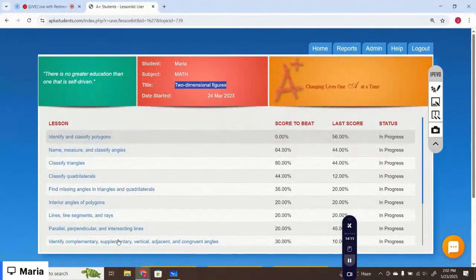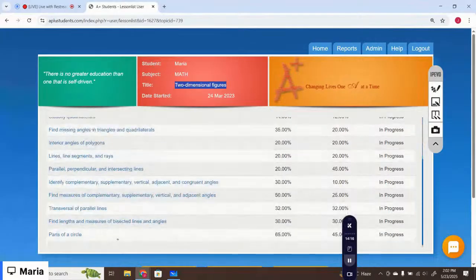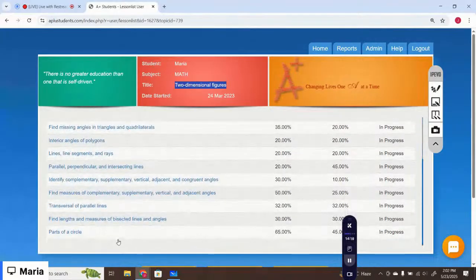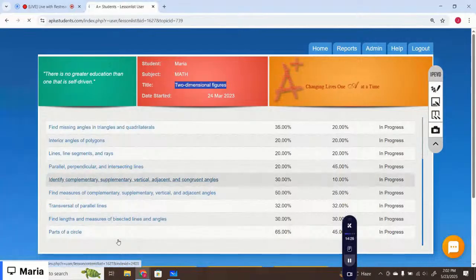I'm on grade 7 math. Let's just start with the lesson. The chapter we're on right now is two-dimensional figures. That is, identify complementary, supplementary, vertical, adjacent, and congruent angles.